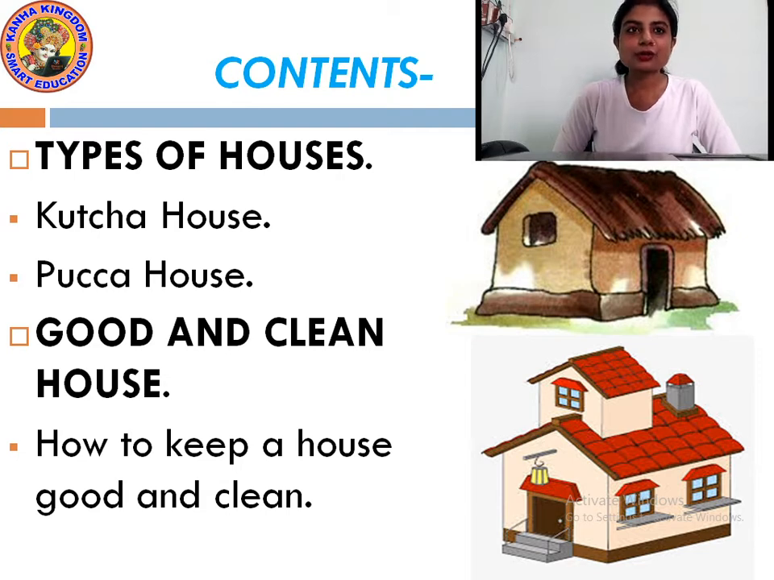So students, today we will study types of house. Okay, what are the types of house? That is KUTCHA house and PUCCA house. Okay, then we will study good and clean house. And the sub point is how to keep a house good and clean. So in this topic housing, we will study these types of houses, KUTCHA house and PUCCA house, and good and clean house, and how can you keep your house good and clean. Okay, so let us move towards house.